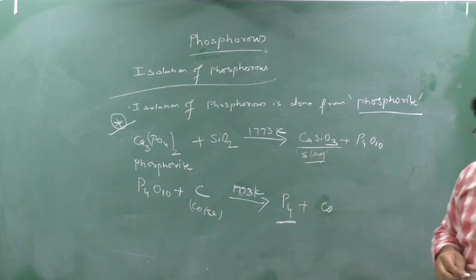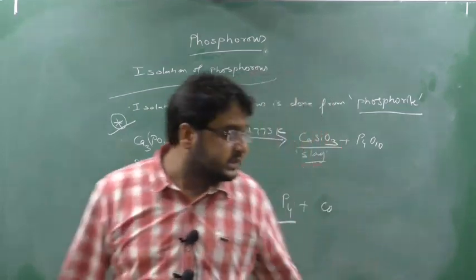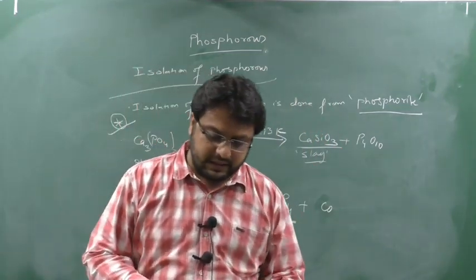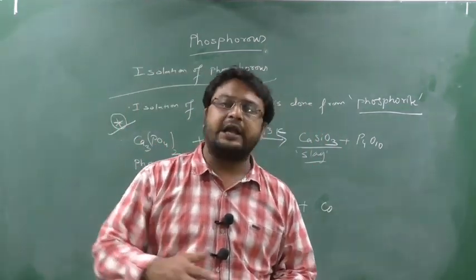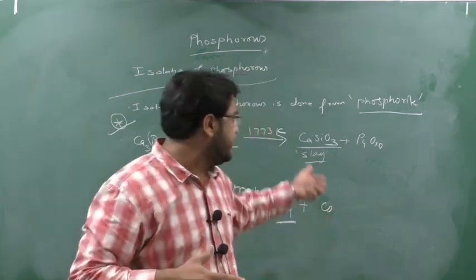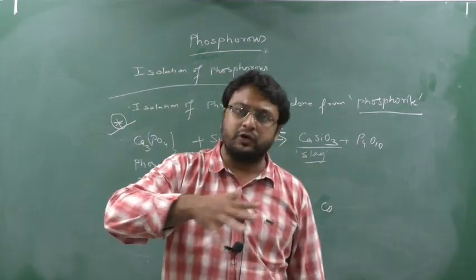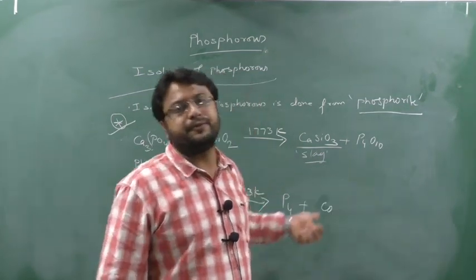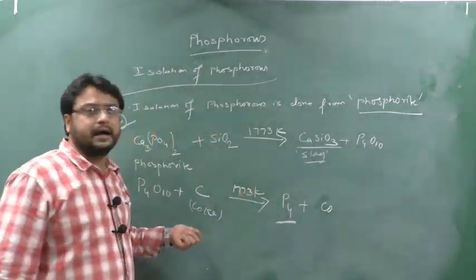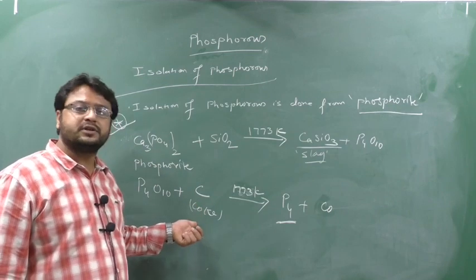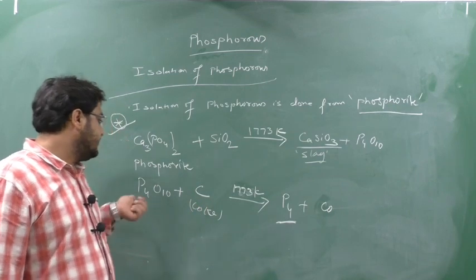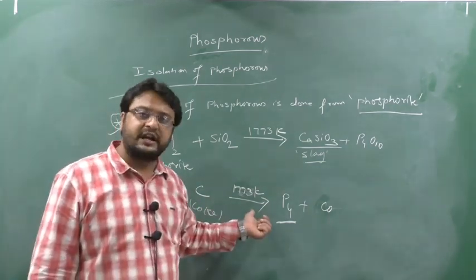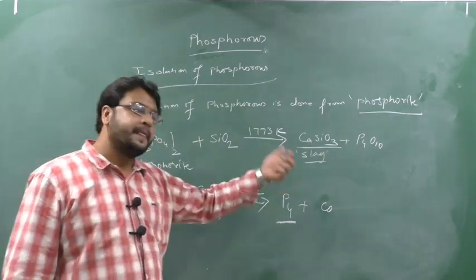When you do this reaction, the calcium silicate is one form of slag, and it will be floating. It has a very low density and floats on the top, so it is easily removed. The remaining portion is P4O10. This P4O10 is reacted with carbon in the form of coke, and that temperature is also nearly 1773 Kelvin. So you will obtain phosphorus and carbon monoxide.